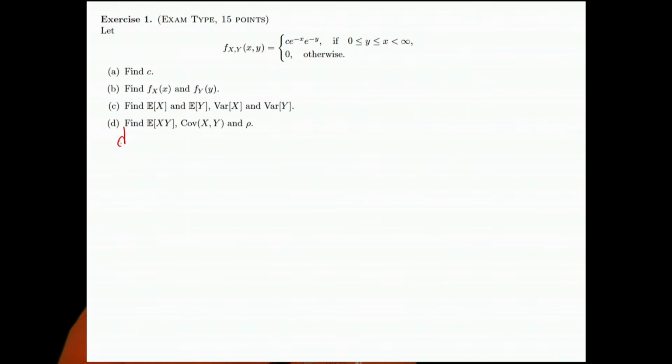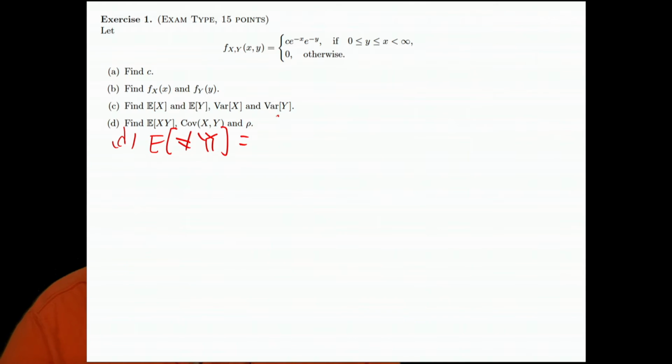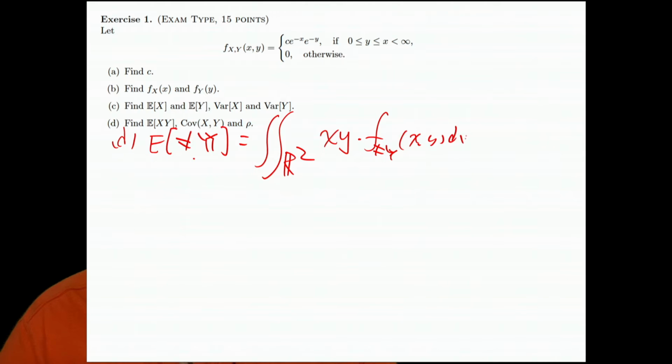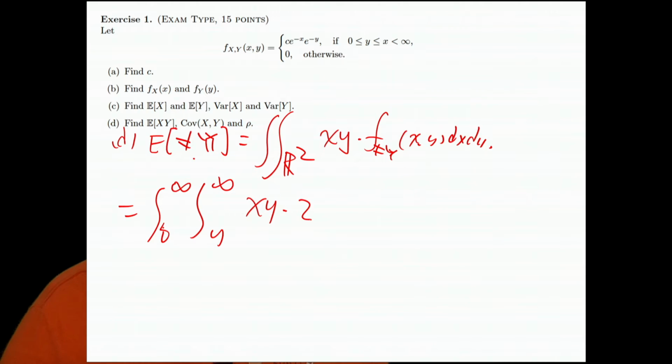Now part D, find the expectation for xy. So now it's a function of two random variables. The expectation will be the double integral, the possible outcomes times the weighting. The weighting is the joint PDF. And we know y is from 0 to infinity, and x is from y to infinity, xy times 2, which is c, dx dy.